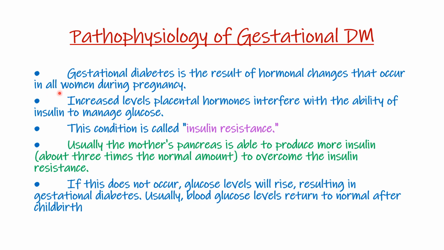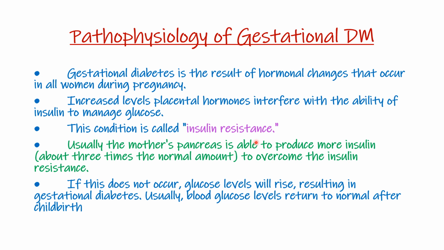So the pathophysiology of gestational diabetes mellitus is a result of hormonal changes that occur in all women during pregnancy. This is because during pregnancy we have increased placental hormones which interfere with the ability of insulin to manage glucose, and this is what is called insulin resistance. So our body is like a war. When something bad happens, it counteracts that thing. So because we have insulin resistance caused by the pregnancy hormones, our pancreas that produces insulin will produce insulin 3 times more than normal. If that does not occur, we have gestational diabetes.